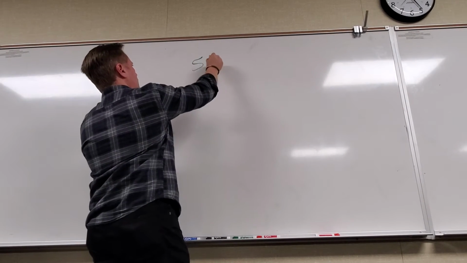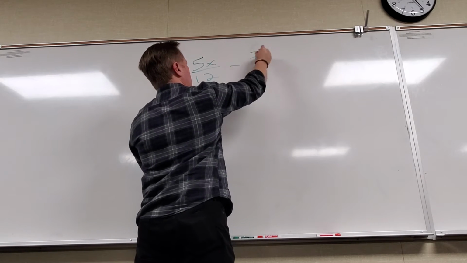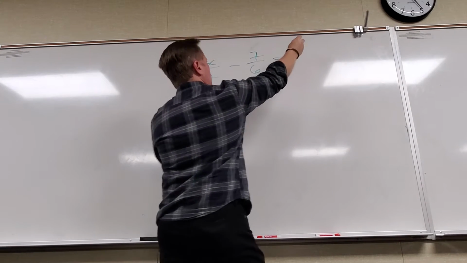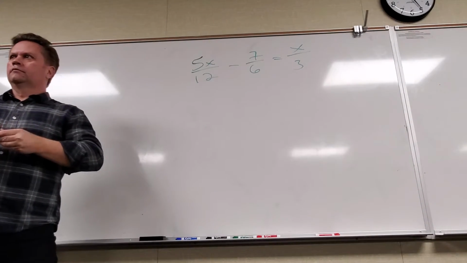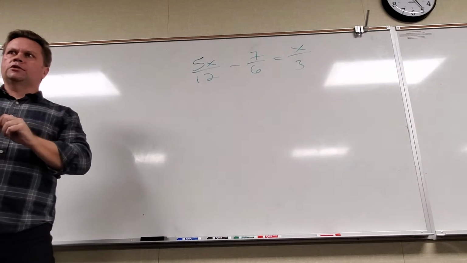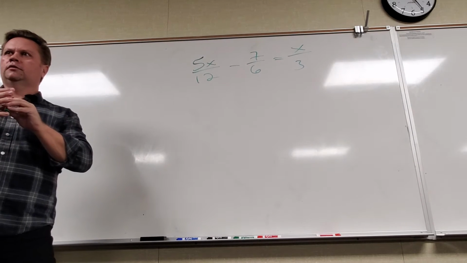Let's see. 5x over 12 minus 7 over 6 equals x over 3. Okay. By the way, I have no idea what the answer is going to be. Just made something up on the way. Didn't even think about it.